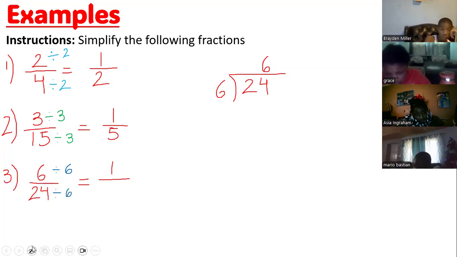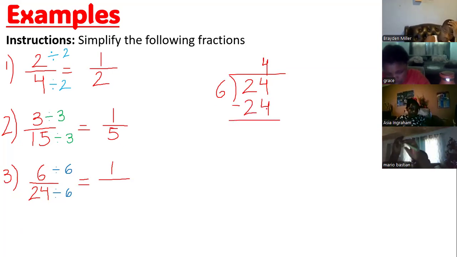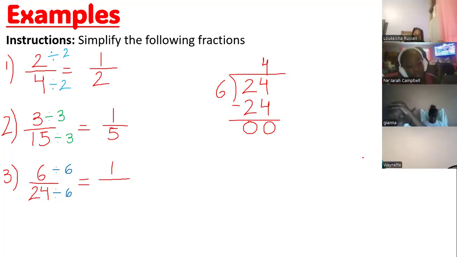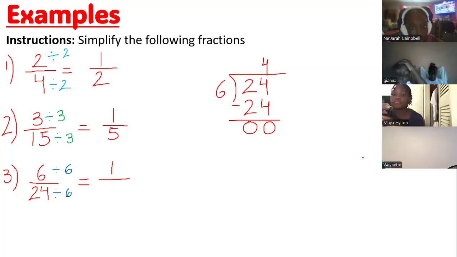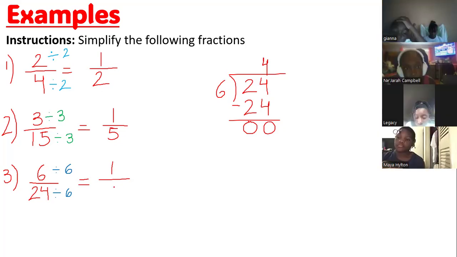Excuse me, Mr. Petit, do we have to write the division house too? You could do the division if you don't know how to do it, then you could write it. But if you know how to divide it, it's fine. 6 times 4 is 24. We have 24 minus 24, which is what? That's going to be 0. You can put your hands down. All right, so the answer is 4, so that means it's going to be 1 over 4.